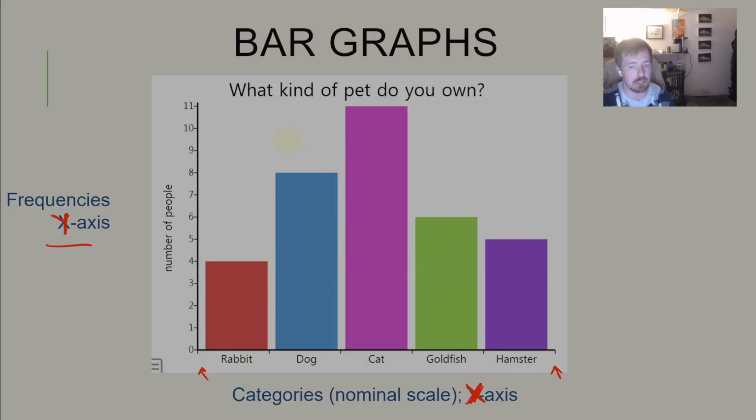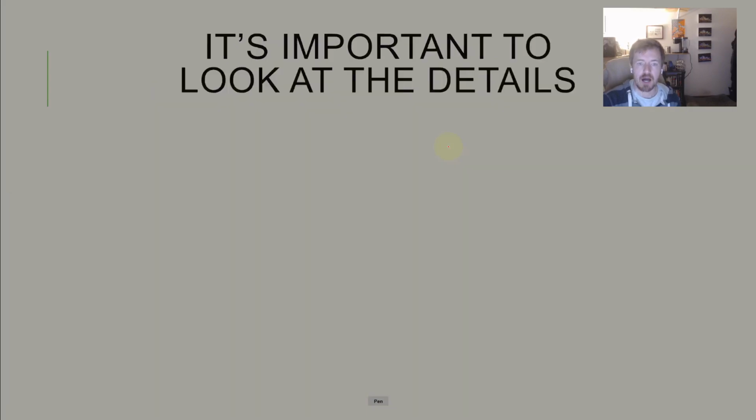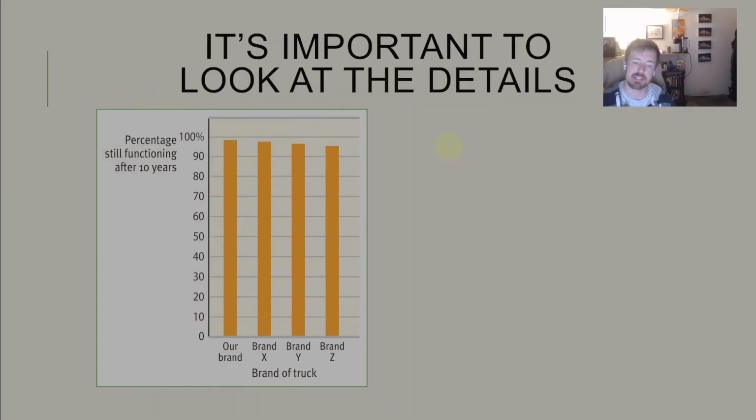So here we can see what the most popular pet is, which is a cat, right? But we can't really call this a normal distribution or symmetrical data, because there is no scale here on the x-axis. Alright, so it's important to look at the details for that reason.